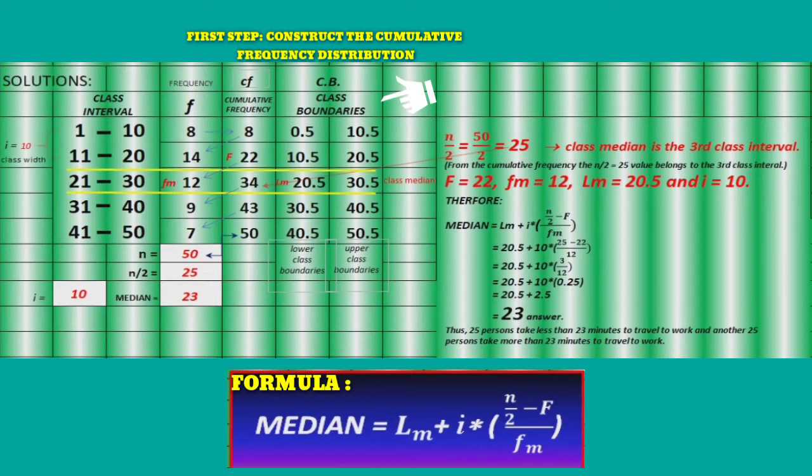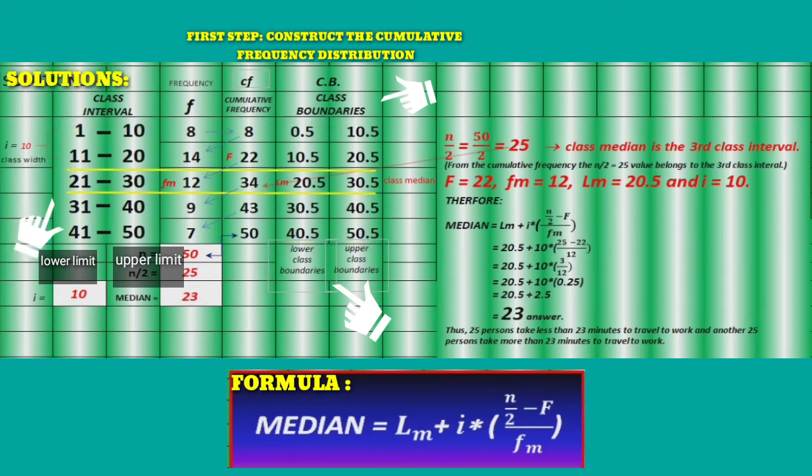Right, shall we proceed now to the CB, the class boundaries? How did we get the class boundaries? Note that there are two parts of the class boundaries, the lower class boundaries and the upper class boundaries. Take note that the class boundaries were taken from your class intervals. The class intervals have two parts, the lower limits and the upper limits.